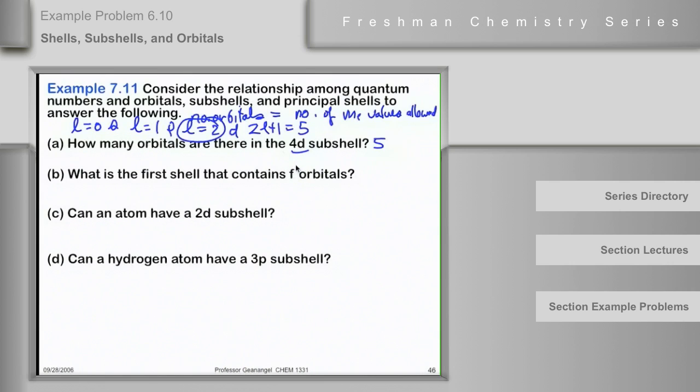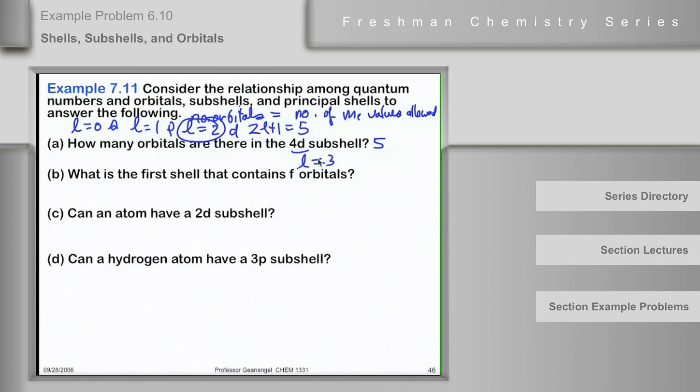So if L is equal to 0, it's s. L is equal to 1, p. L is equal to 2, d. For an f orbital, L is equal to 3. s, p, d, f. So that will be L is equal to 3. L is equal to 2 is d. s, p, d, f. So L is equal to 3.